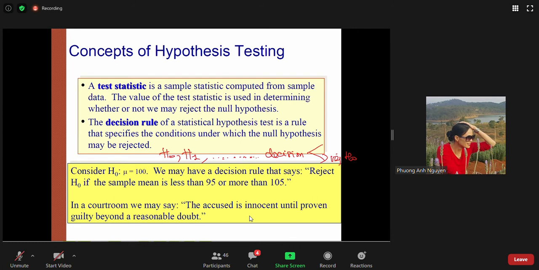What is the difference between the two? After collecting data, if you get enough evidence to reject H0, you say that you reject H0 and you prove H1. Otherwise, you cannot reject H0, and somehow you have to accept it. Accepting H0 because you cannot reject it doesn't mean that you prove H0.